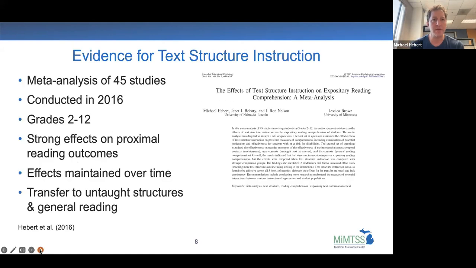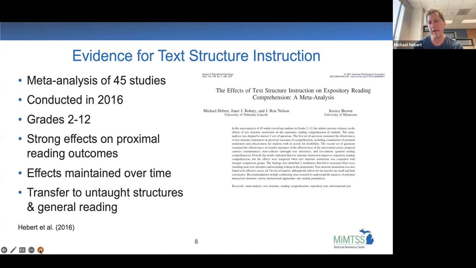A lot of this work is going to be based on this meta-analysis that I conducted. I've sent this to John so that after this presentation, he'll send you a link so you have access to this article. It was in the Journal of Educational Psychology. And what we did is we looked at 45 studies that we could find, experiments that taught text structures to students when they were teaching informational text reading.